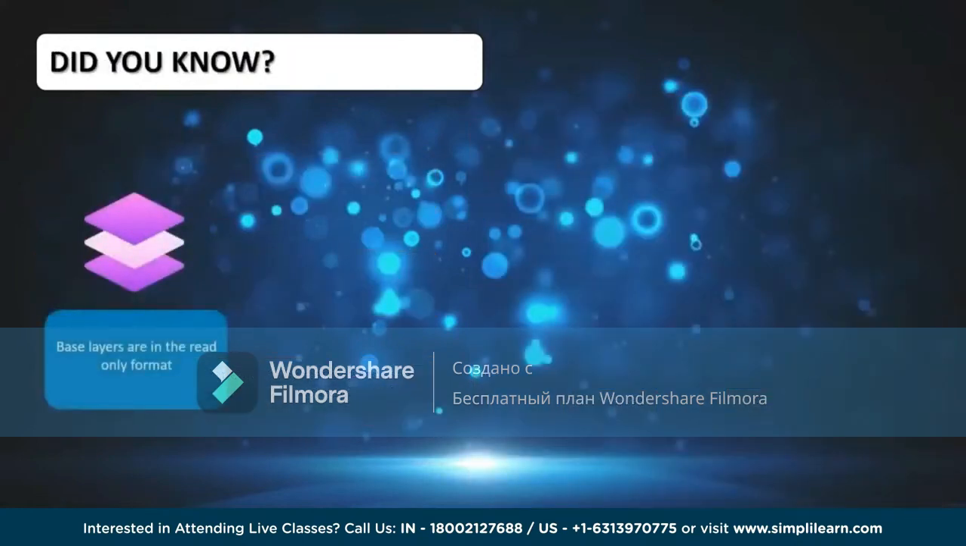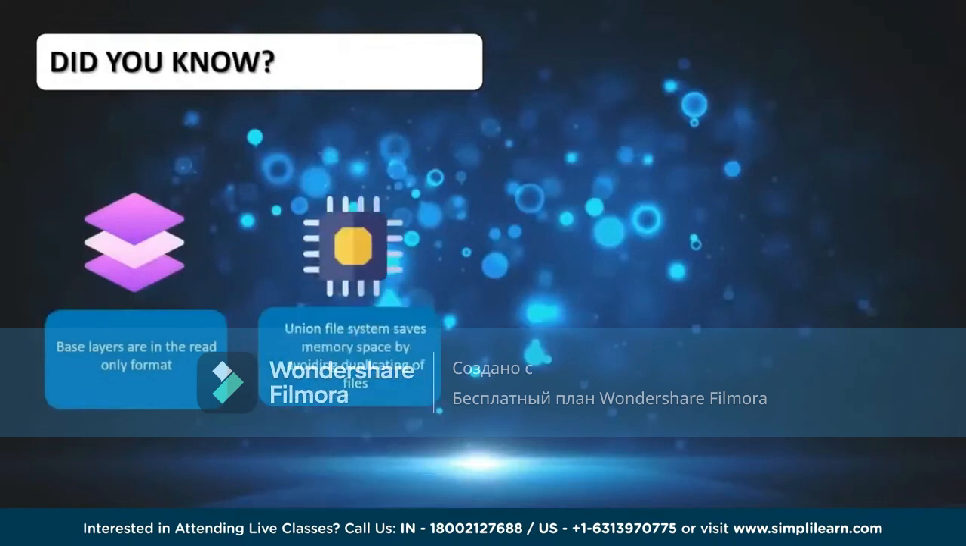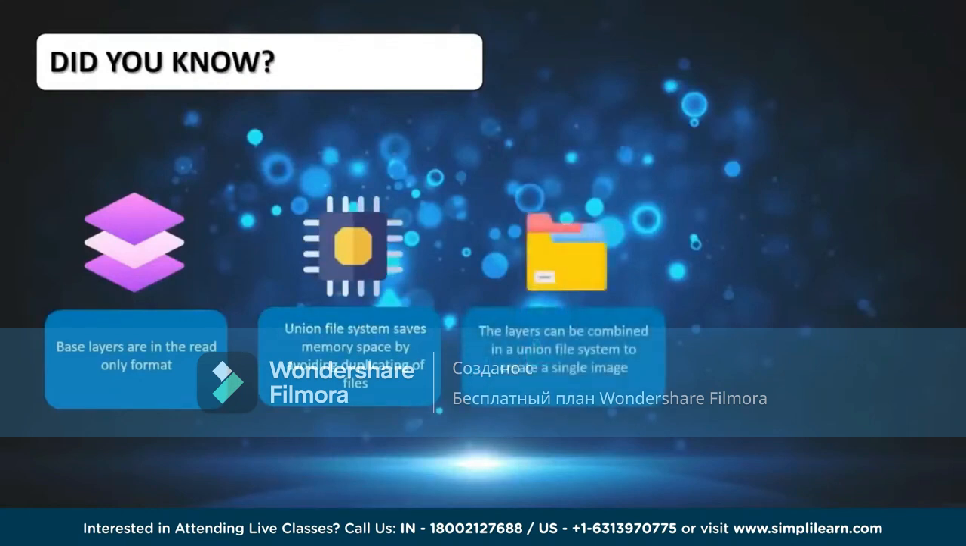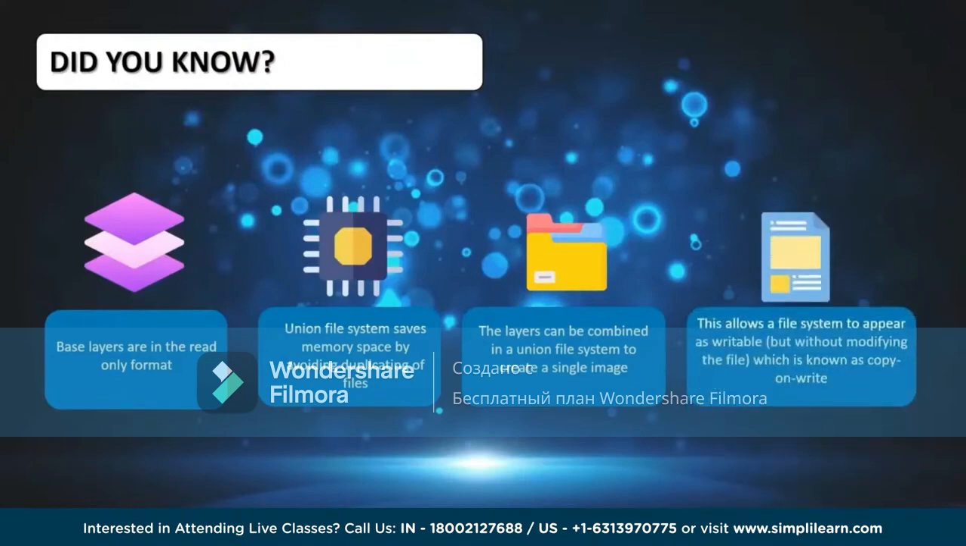So let's talk about some of the facts here. The base layers are purely read-only, so you cannot modify them. Union file system saves memory by avoiding duplication of files. The layers can be combined in a union file system to create a single image. So all these layers are combined to get a final product, which you can call a Docker image or Docker container. And this allows a file system to appear as writable, which is known as copy on write. So the copy on write strategy is used to perform the modifications to this union file system while creating the different layers.